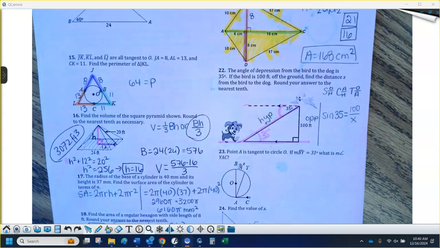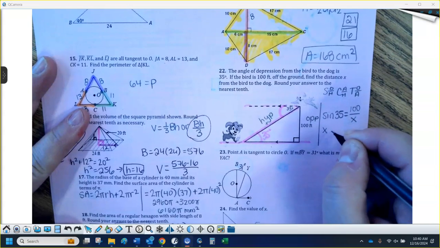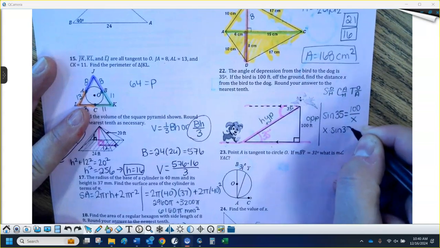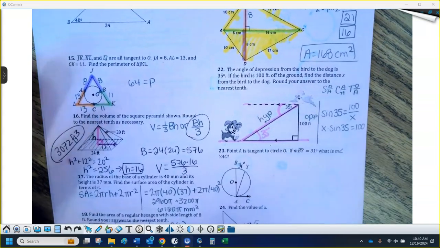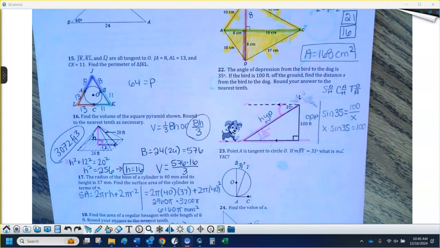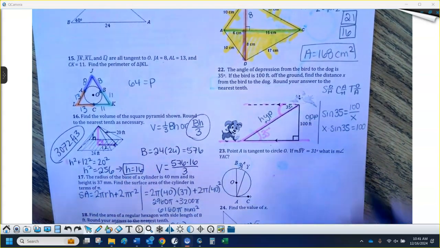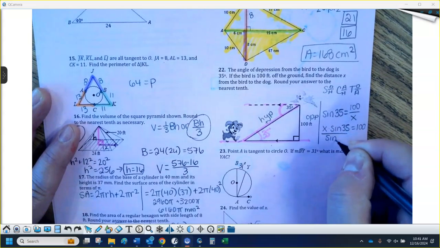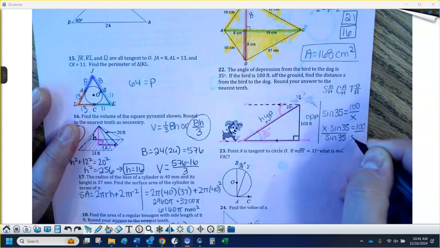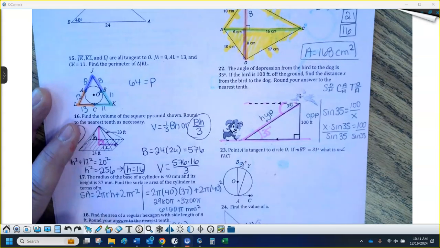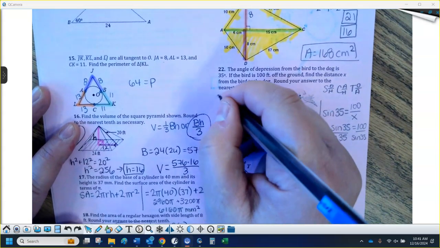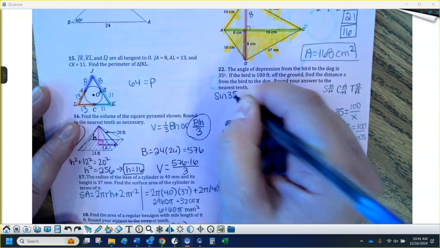You can multiply both sides by x, for sure. So we'd have x times sine 35 equals 100. And then what would you do? Exactly. Sine 35 is just some weird decimal that you're going to get on your calculator. I'm going to write this again over here just real quick. I don't know if you guys remember doing this.